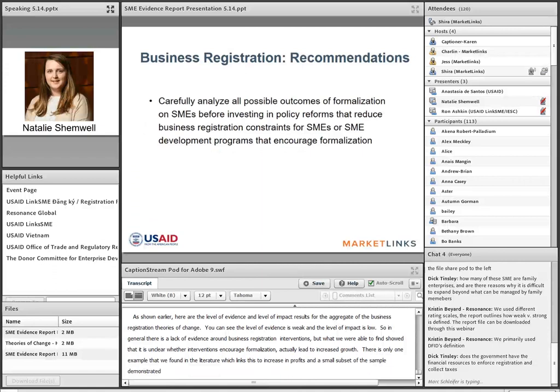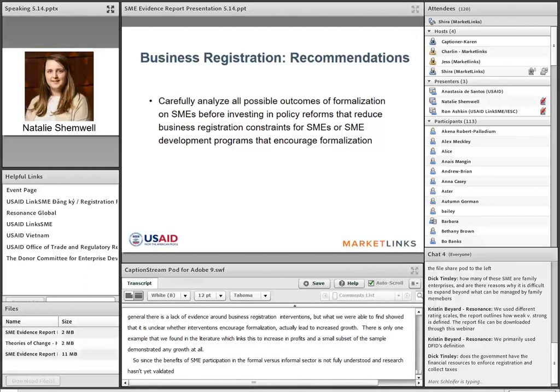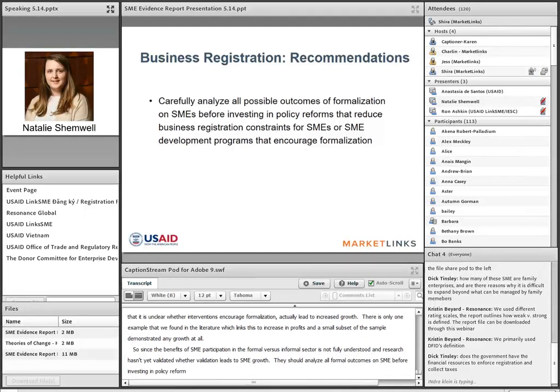Since the benefits of SME participation in the formal versus informal sector are not fully understood, and research hasn't yet validated whether formalization leads to SME growth, donors working on SME development programs should carefully analyze all possible outcomes of formalization on SMEs before investing in policy reforms that reduce business registration constraints for SMEs or SME development programs that encourage formalization.